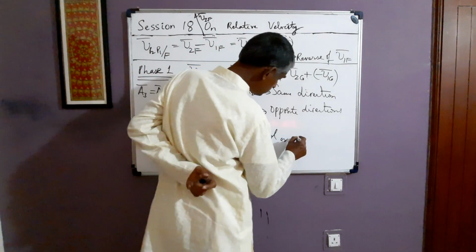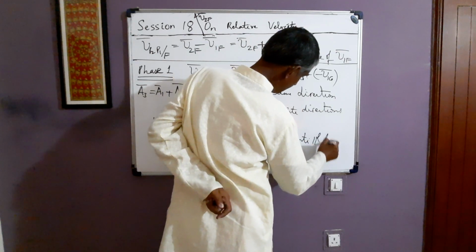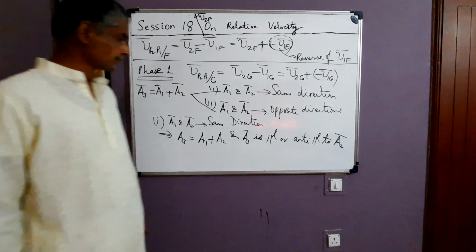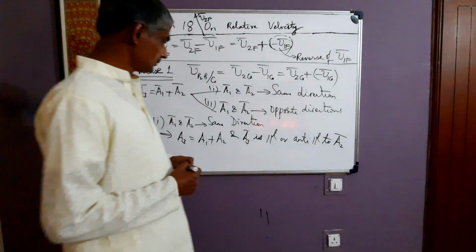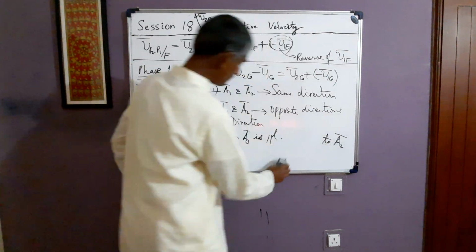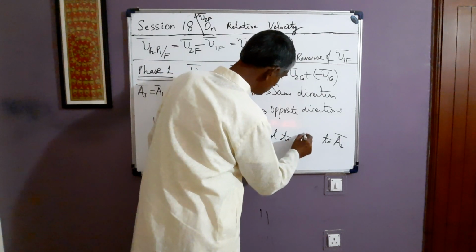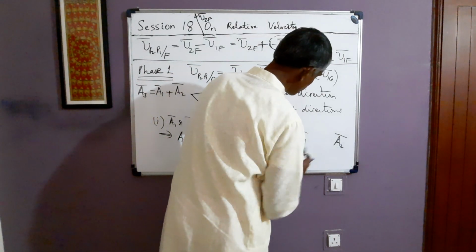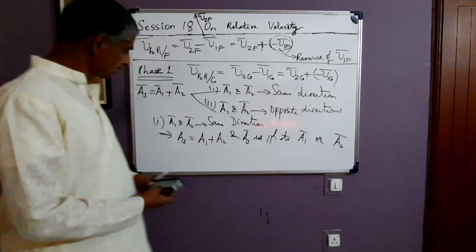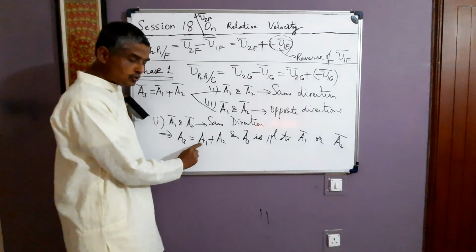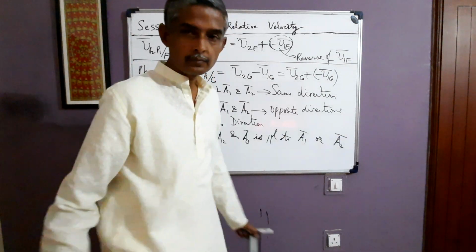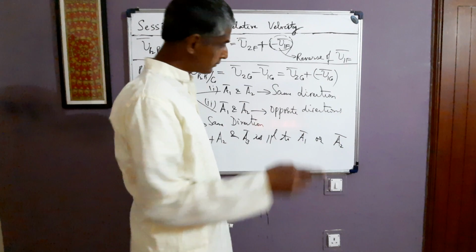Sorry, A3 is parallel, not anti-parallel, to A1 or A2. So A1 and A2 have the same direction. Then the magnitude of vector A3 will be the sum of the magnitudes of vectors A1 and A2, and its direction will be the same as that of A1 or A2. So this result must be remembered while calculating relative velocities.